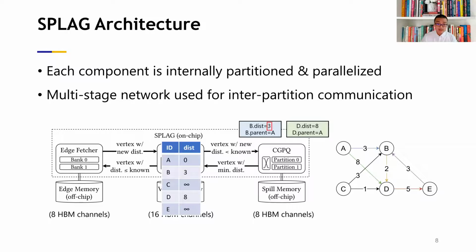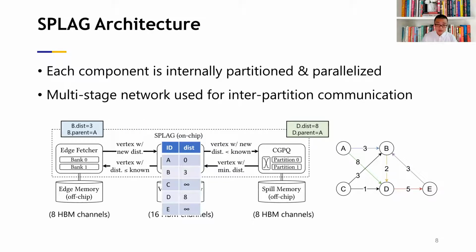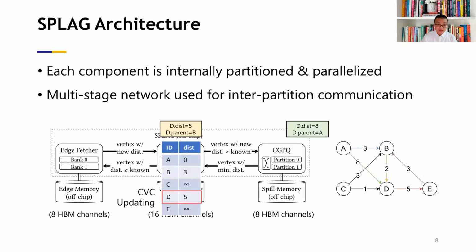The queue finds that vertex B has a smaller distance, so it pops B and sends it to the CVC. The CVC checks that the distance of B has not been updated ever since it was pushed to the queue, so it sends B to the edge fetcher for traversal. Vertex D, as the neighbor of B, is then traversed and sent to the CVC. The CVC updates the distance of D from 8 to 5. Then, when the older version of D is popped from the queue, the CVC finds that we already know a smaller distance of 5, and it discards the version of D with the distance of 8.